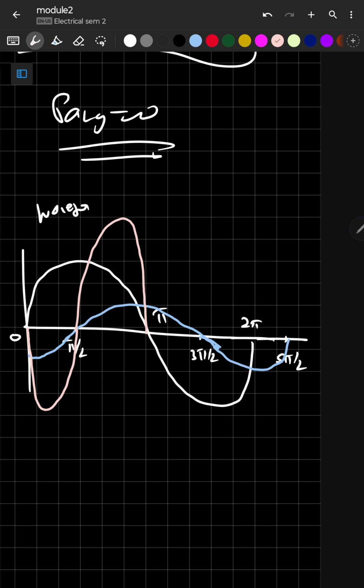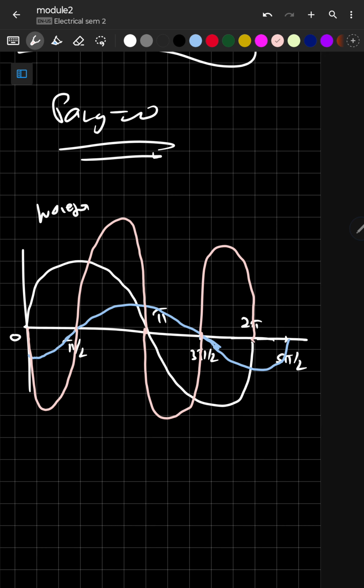Okay. Just give me a second. Next, positive, negative, it's going to be negative. Next, again the same, negative, so it's going to be positive.